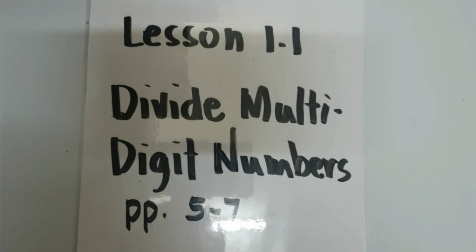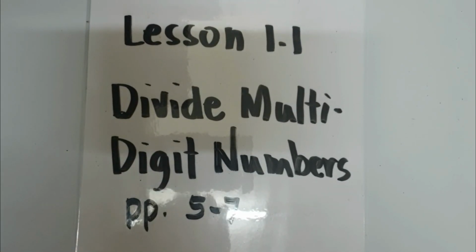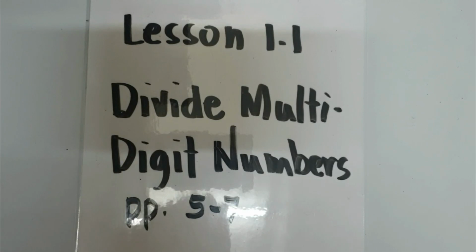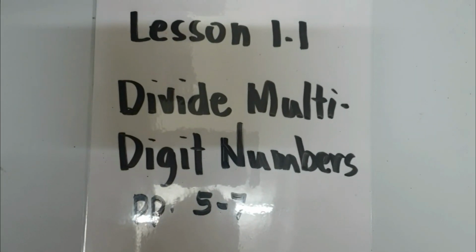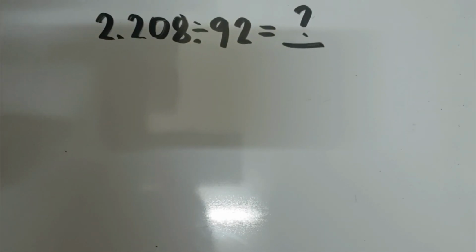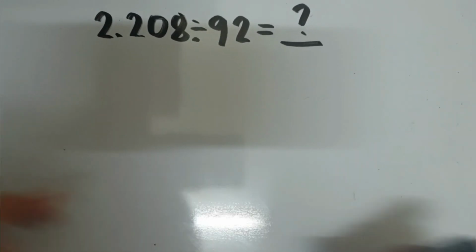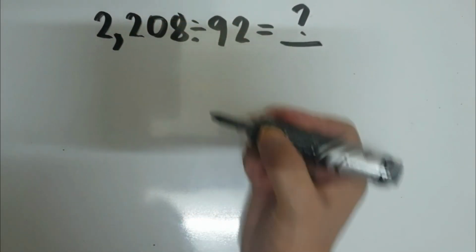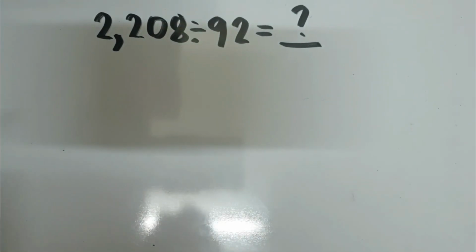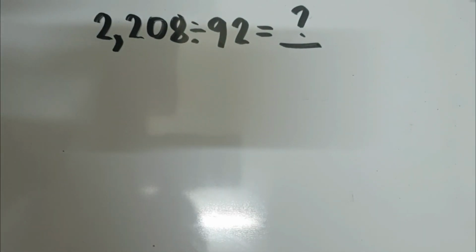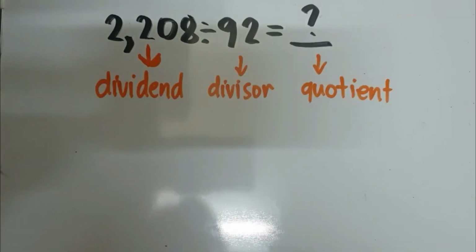Let's get started. The first lesson is divide multi-digit numbers found on pages 5 to 7. We have here our division problem, that is 2,208 divided by 92. But first, let us know the parts of our division problem.